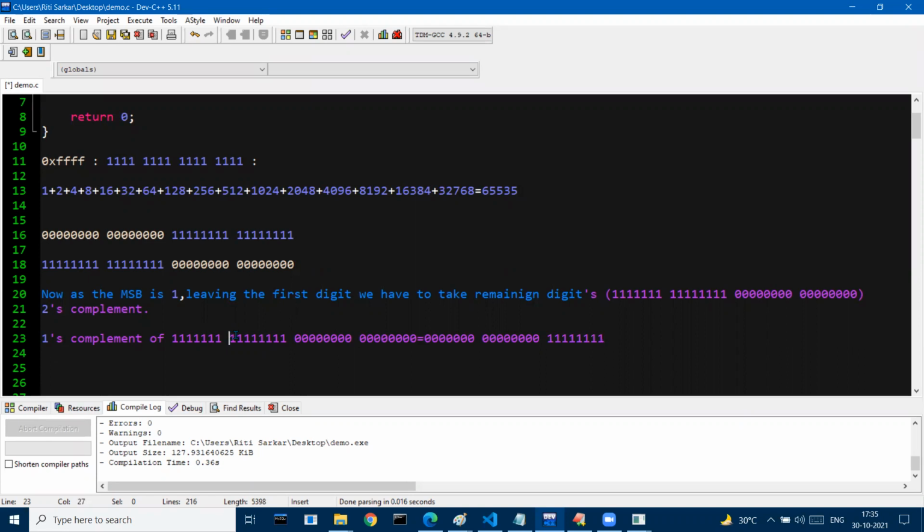And then again all will be 1. This is the 1's complement. Now, sir, I have to take 2's complement. What I have to do? Plus 1. What is the result for that?